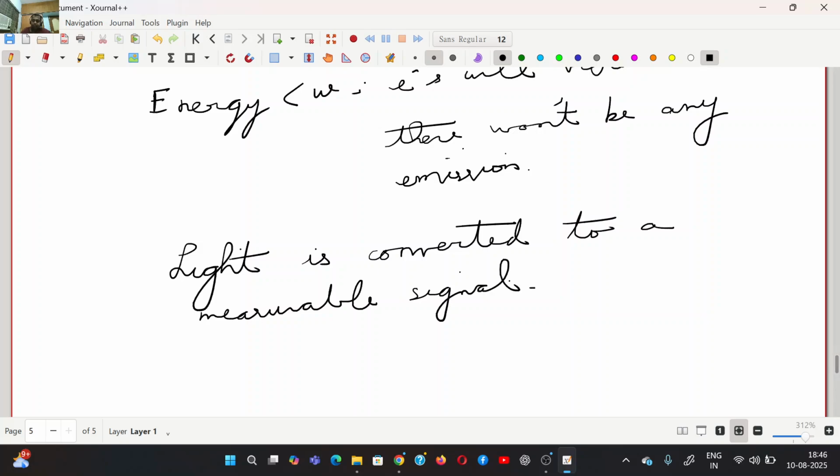Basically the light hits a photoelectric detector, a photosensitive detector. Electrons are emitted, because of which there is electric current, and you can measure the electric current. So that's a signal for us. It correlates the light intensity to the electric current.